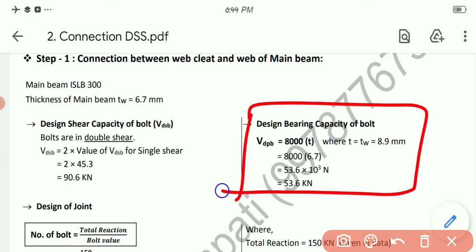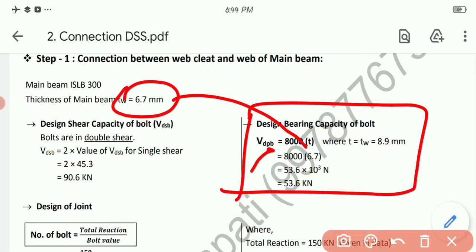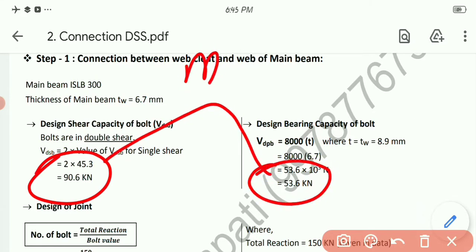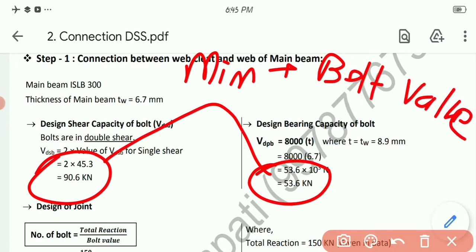Now talking about bearing capacity, VDPB, the formula we have already derived: 8000 into T. Now T stands for thickness of web, that is 6.7. Putting down over here, one editing mistake is there, that is 6.7. So 8000 into 6.7, we got the value 53.6 into 10 raised to 3 newton, so 53.6 kilonewton. So we have got VDSP 90.6, VDPB 53.6, so the minimum of these two values will be taken as the bolt value. That minimum value will obviously be 53.6.